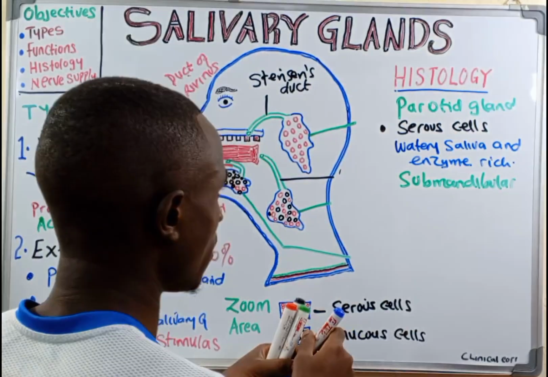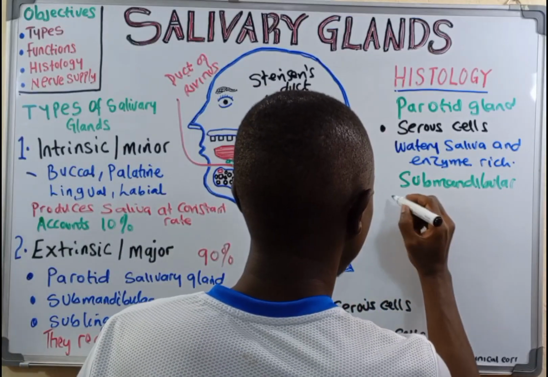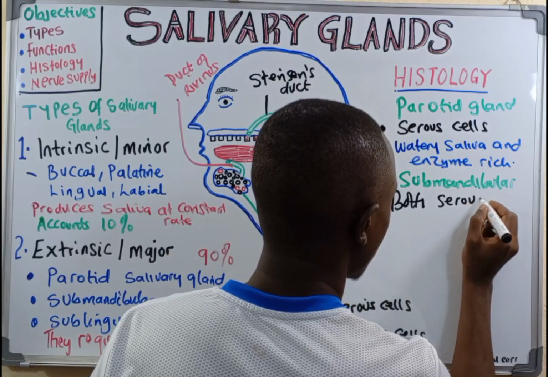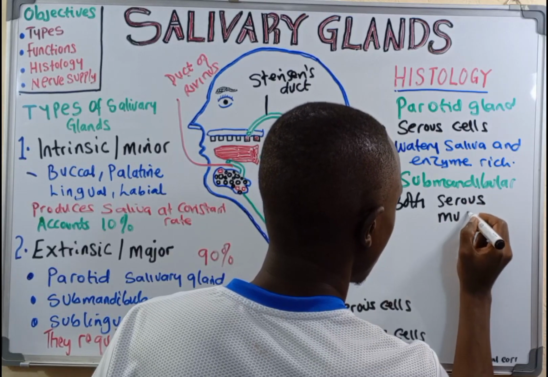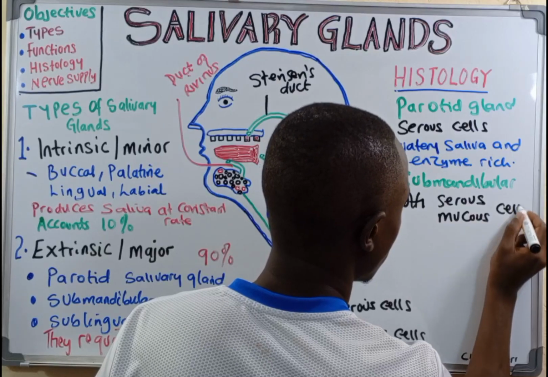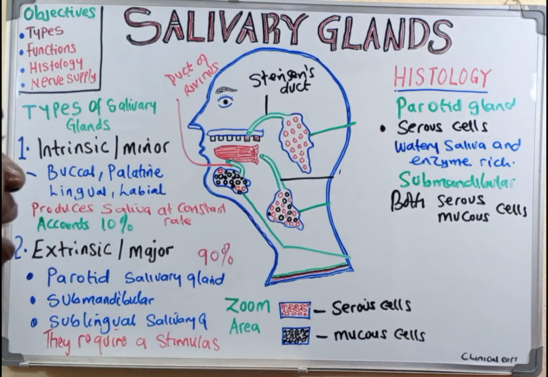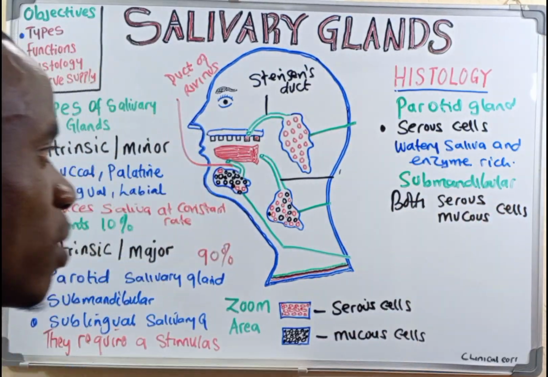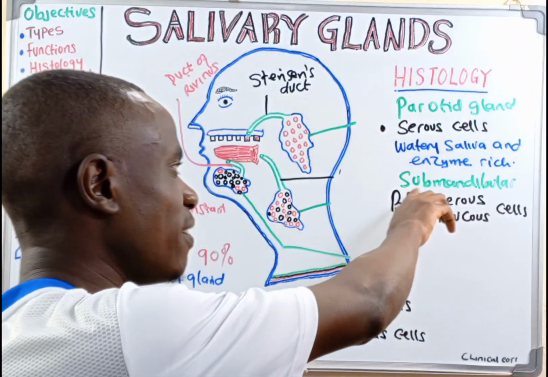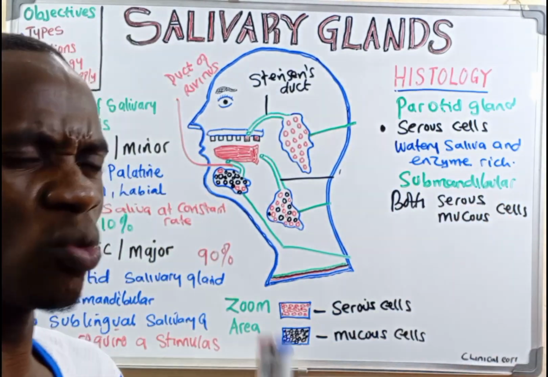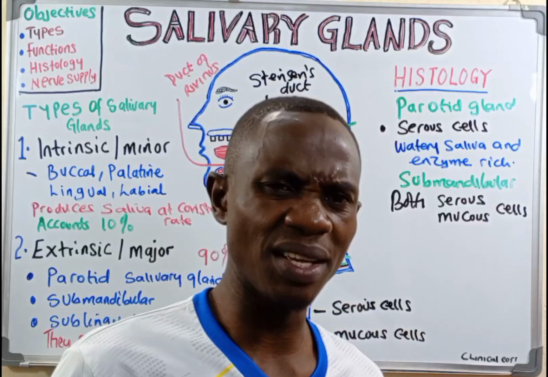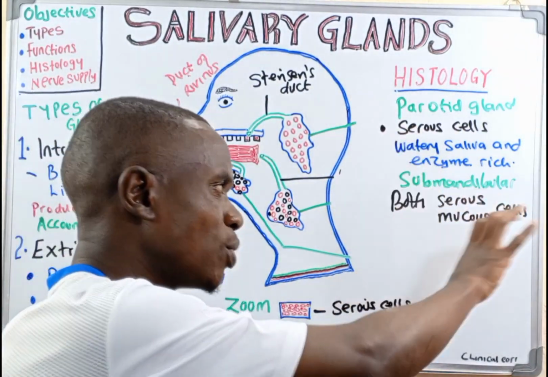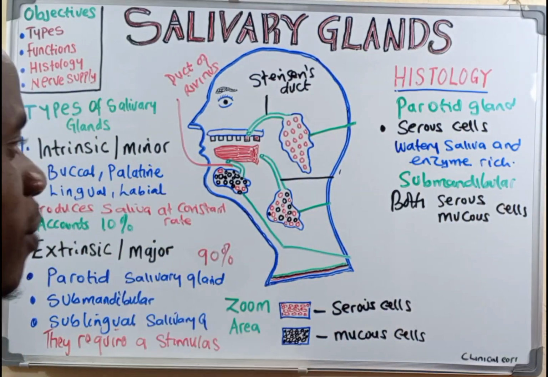It's going to be having both what we call serous and then mucus cells. So now these glands, what we call the submandibular salivary glands, are going to be having both serous and mucus cells. And the saliva of the submandibular salivary glands is going to be so much active whenever someone is at rest. It produces the largest amount of the saliva when someone is at rest.